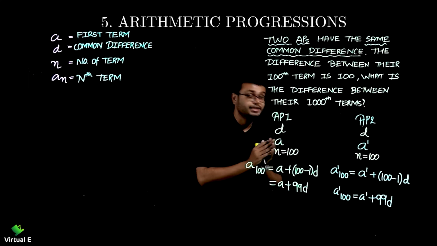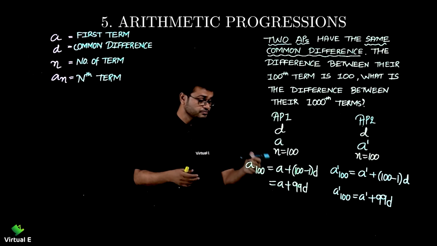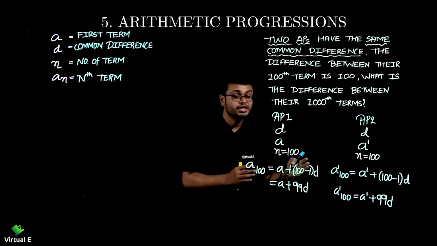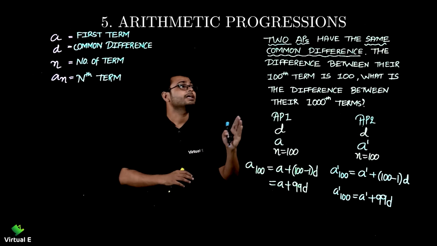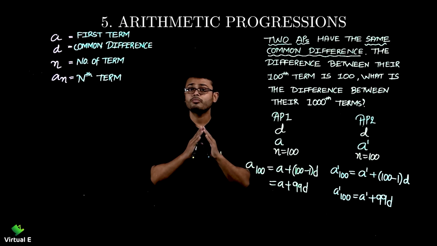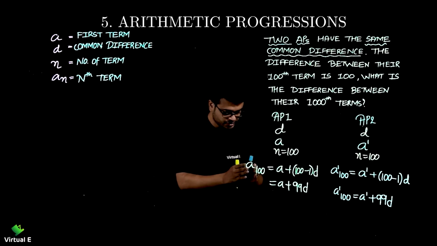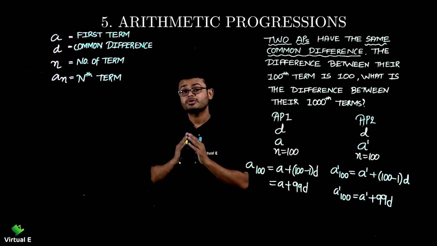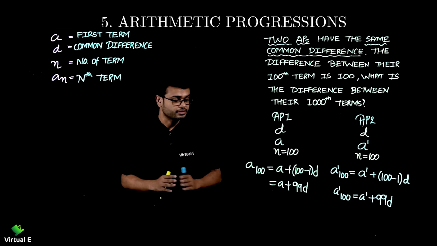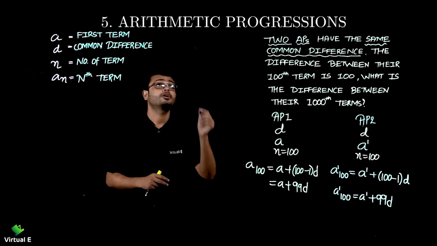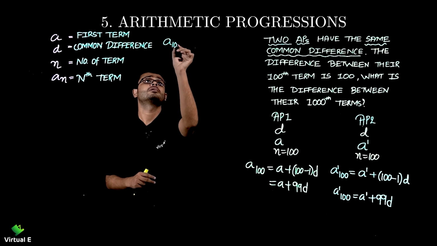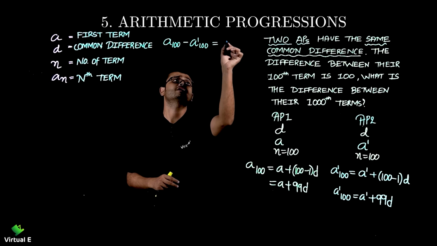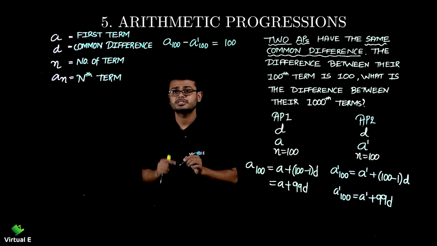Let's apply that information. Now there is one doubt over here: which of them is bigger? We do not know, and it is not even mentioned in the question, so don't bother about it. Either you write first this one or first that one, no worries. If that information is not given, then don't bother about it. Let's do it. So A100 minus A dash 100 is equal to what? The answer is given: 100. Simple.